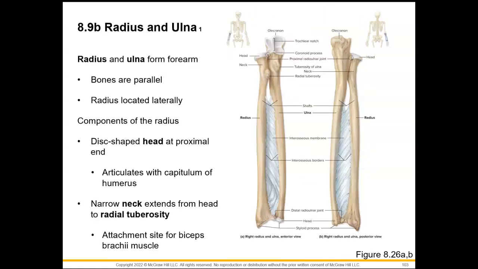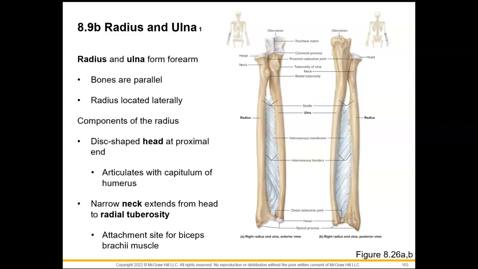Now let's move into our forearm. We have our radius and our ulna. These bones are parallel to each other, and the radius is going to be found laterally. We see that we have a head of the radius that is found proximally, and it has a disc shape to it, and this will articulate with the capitulum of the humerus, and then a narrowed neck that extends from the head down to this bumpy area known as the radial tuberosity.